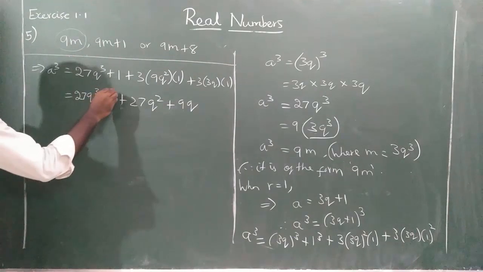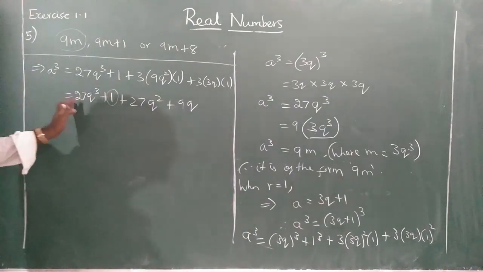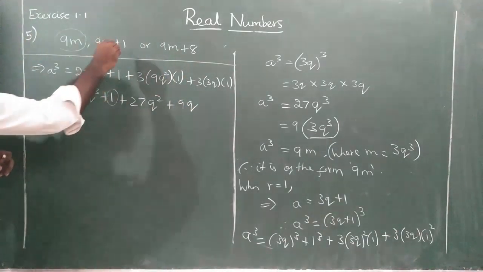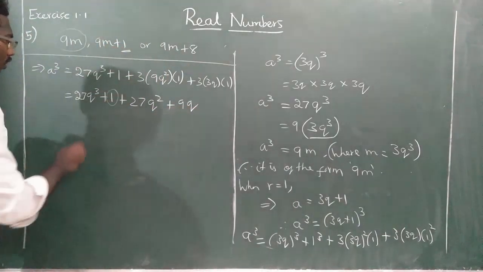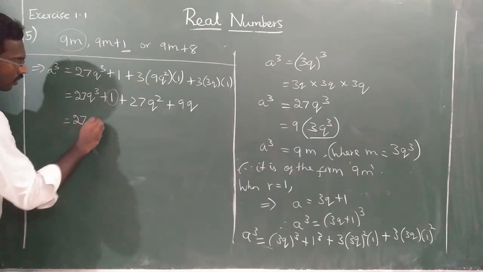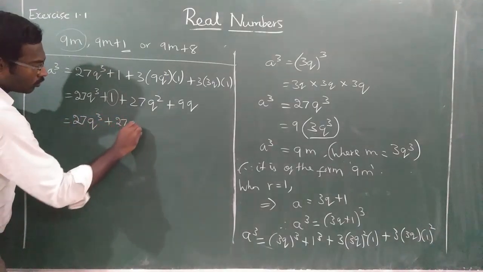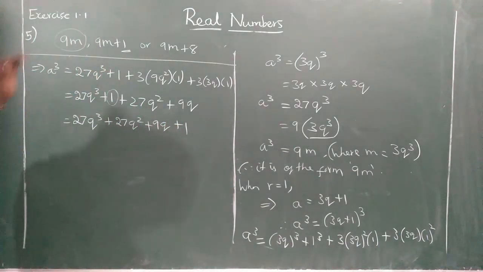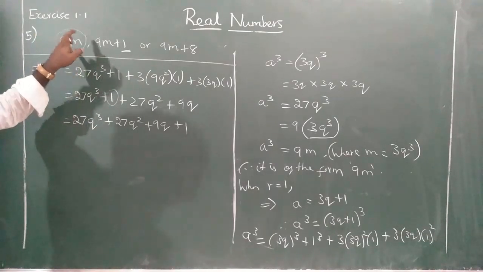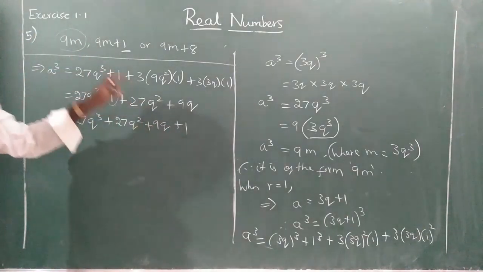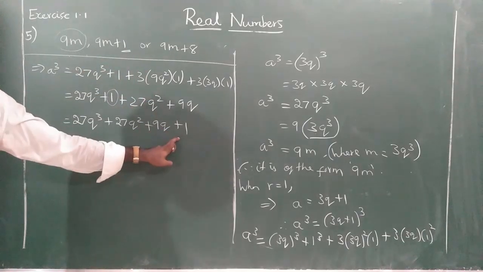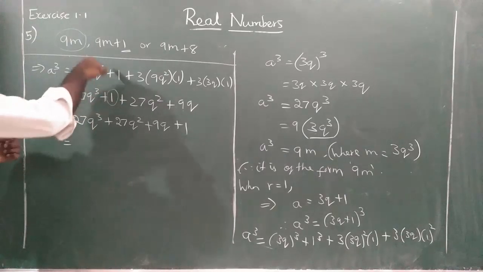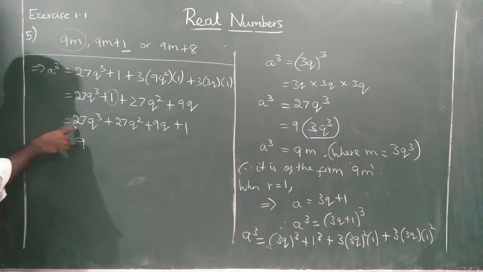Okay. So now there is only one constant term. All the other terms are variable. So take the constant term to the last. Here this one is at the last now. So let us take that: 27q³ + 27q² + 9q + 1. I am just rearranging. Now it should be of the form 9m. That is not possible because here one constant term is there. 9m + 1. This is possible because here also 1 is there. Therefore you have to take that 9 commonly outside.